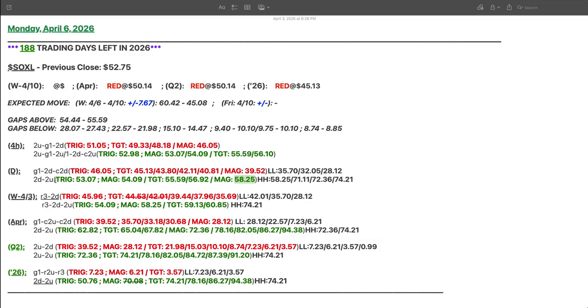There is a larger 2 down combo 2 up. Sorry, I didn't put that in here. Combo 2 up. There we go. Which does have a magnitude up here at 58.25. So there's a possibility to really get things running on Monday should we have the right catalyst, right?